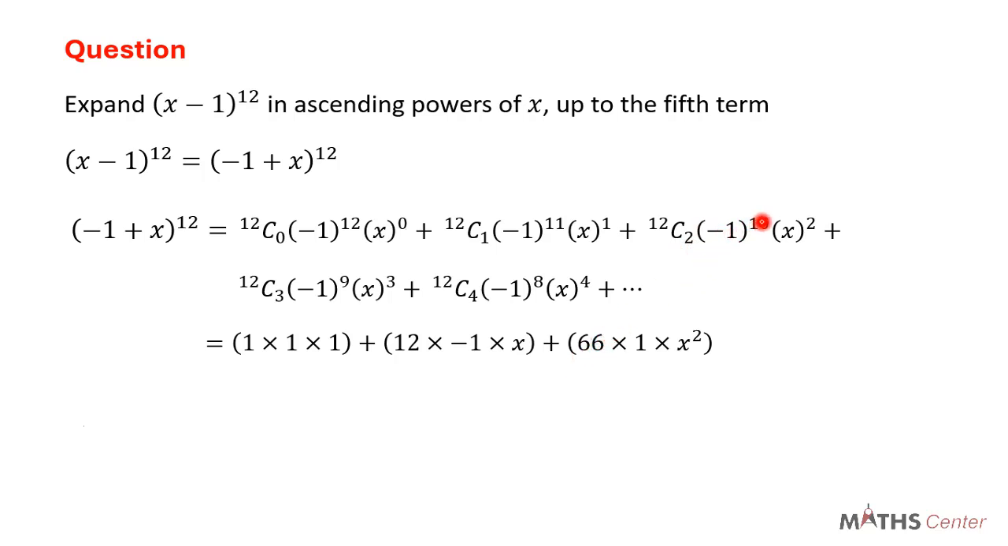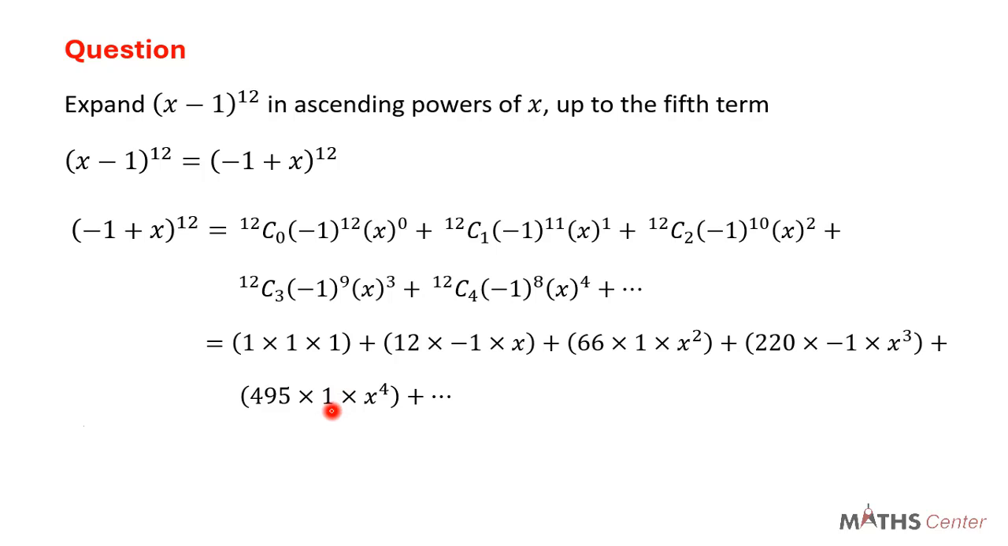Negative 1 exponent 10 is 1. X exponent 2 is x squared. For the fourth term, 12 combination 3 is 220. Negative 1 exponent 9 is negative 1. X exponent 3 is x cubed. And for the fifth term, 12 combination 4 is 495.